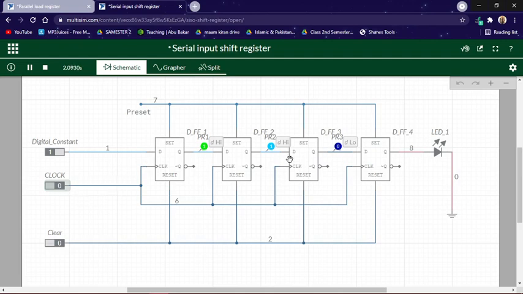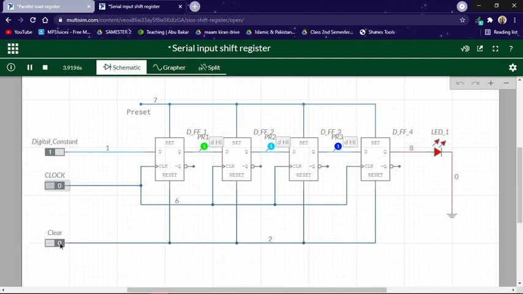Because this output is 1, the next input becomes 1, and after one complete rotation of the clock, our third output is 1. Now the output from the fourth D flip-flop is 0. After one complete clock rotation, it becomes 1. So this is the working of the serial input shift register.